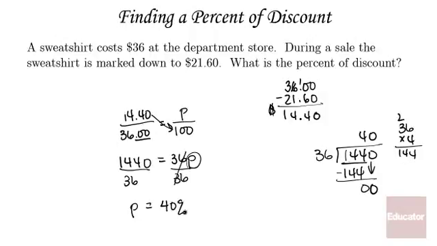So this sweatshirt was on sale, 40% off, and then the price was $21.60. So maybe a situation like this would be you were at the store and you just saw that the new price on the tag was $21.60, but you weren't sure how much it was marked down and you wanted to make sure that it had been marked down a considerable percent.